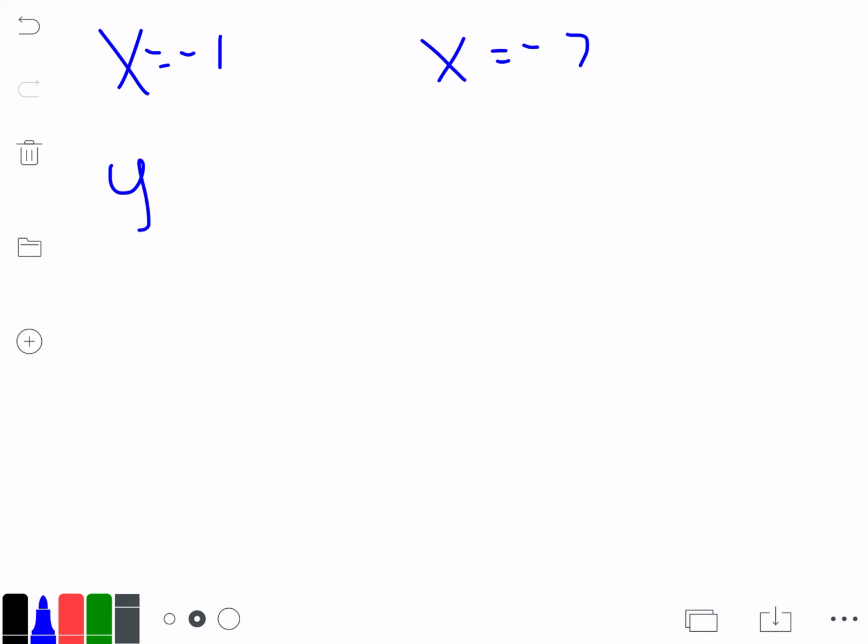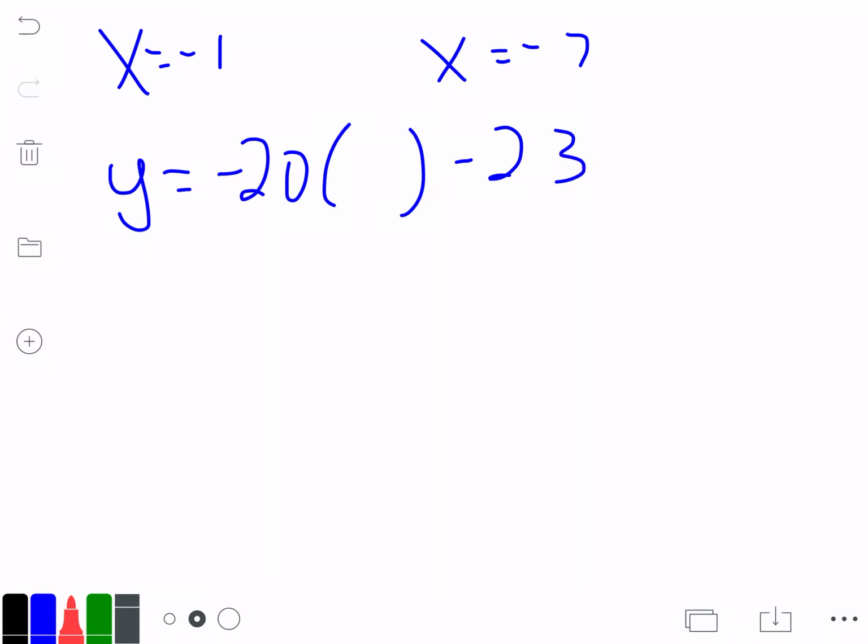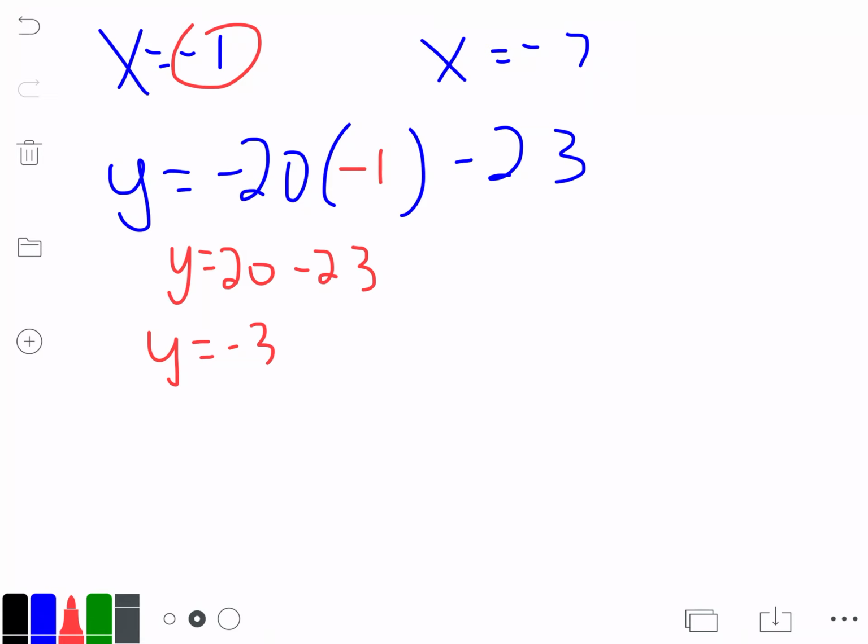So we're going to plug it into our y equals negative 20x minus 23. So in the parentheses is where we're going to plug in our negative 1. So negative 20 times negative 1, y equals 20 minus 23, y equals negative 3. So you get negative 1, negative 3. Now the next one, we're going to plug in, instead of the negative 1, is going to be our negative 7.